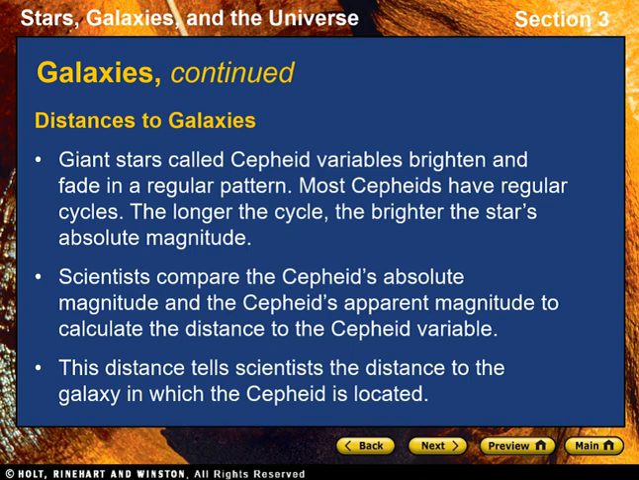Distances to galaxies. Some stars allow astronomers to find distances to the galaxies that contain those stars. For example, giant stars called Cepheid variables brighten and fade in a regular pattern. Most Cepheids have regular cycles that range from 1 to 100 days. The longer a Cepheid cycle is, the brighter the star's visual absolute magnitude is. By comparing the Cepheid's absolute magnitude and the Cepheid's apparent magnitude, astronomers calculate the distance to the Cepheid variable. This distance, in turn, tells them the distance to the galaxy in which the Cepheid is located.